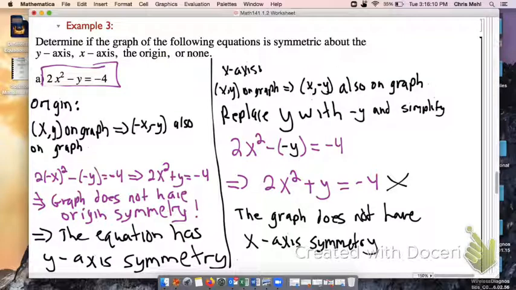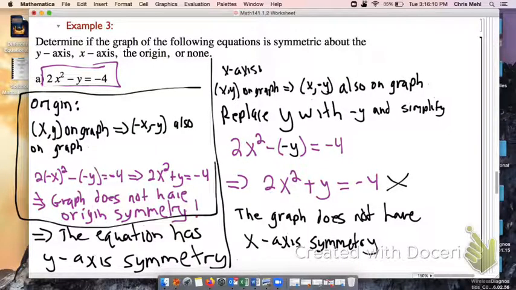Okay, so what I did here, you'll notice the screen has changed. I just wrote up all this work here for checking the origin symmetry. So for a graph to have origin symmetry, xy on the graph implies minus x, minus y is also on the graph. So that means minus x, minus y should satisfy the original expression.